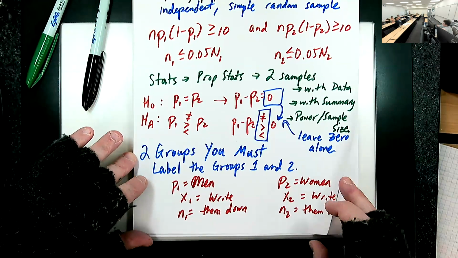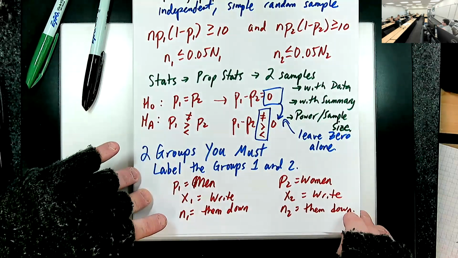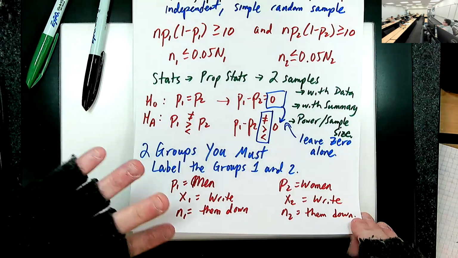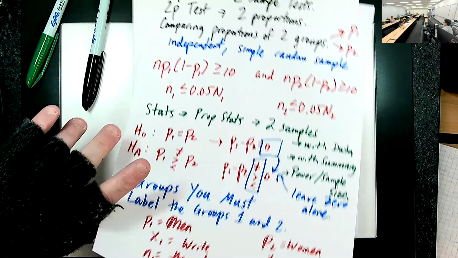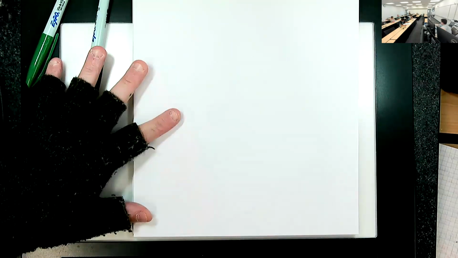But, so label the groups, do things like that, and that's going to make everything easier. If you take your time when you're doing the homework, be patient, label things, it gets easier. Let's go over an example.